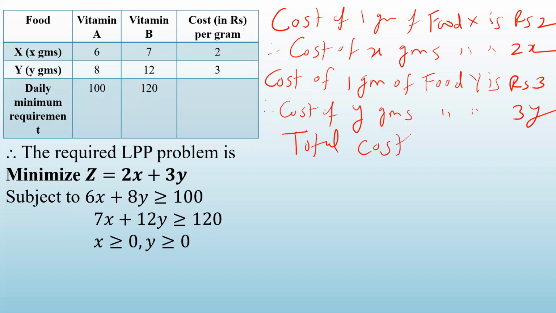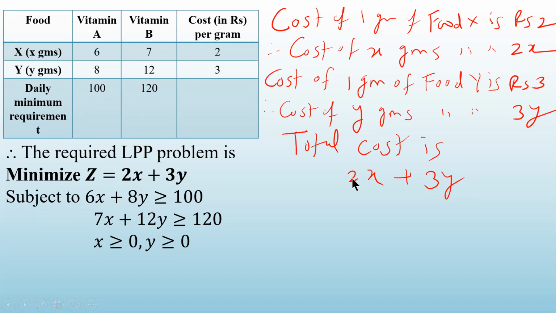Total cost is 2 into X plus 3 into Y. See, the person is eating X grams of food X, its cost is 2X, and Y grams of food Y, 3Y. So the total cost of that person is 2X plus 3Y. So this cost he has to minimize. This much is his expenses. Okay. So this is the cost function which is to be minimized.